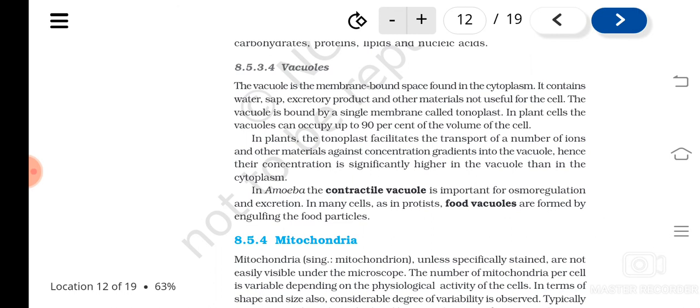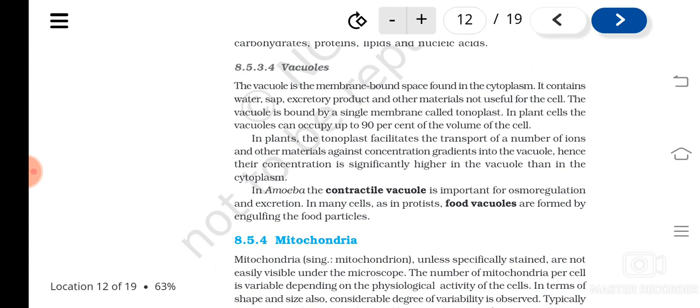So even though they are not useful, they are helpful in maintaining the ionic balance of the cytoplasm, because they can be stored in the vacuole, and when needed they can be transported across against the concentration gradient. Understood? So this is the reason why the content of the vacuole has more concentration than the cytoplasm.